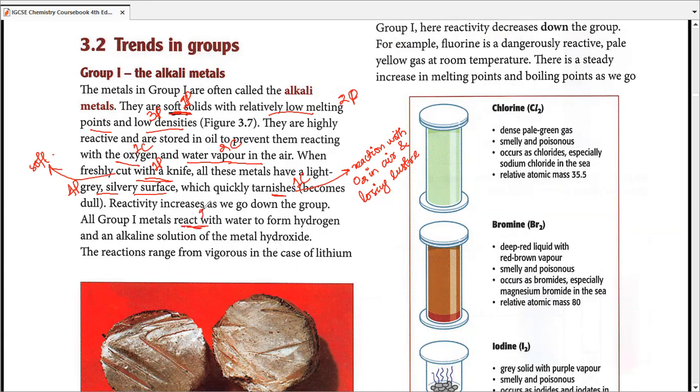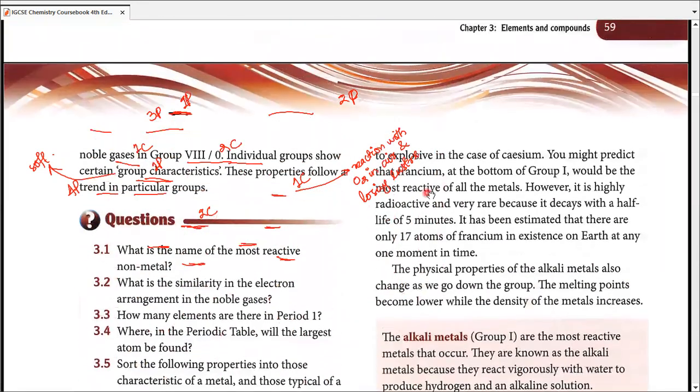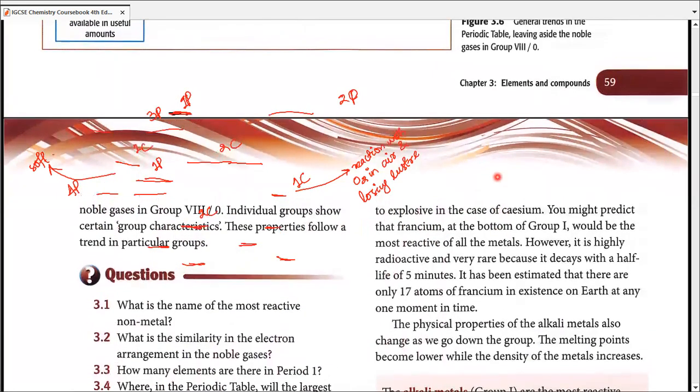This is the same second chemical property. So 2C, they form hydrogen and they form an alkaline solution of a metal hydroxide. The reactions range from vigorous in case of lithium, and I'm going to simply scroll without erasing anything, to explosive in the case of cesium. Now remember, they just use the word vigorous for lithium, and they're using the term explosive in case of cesium.